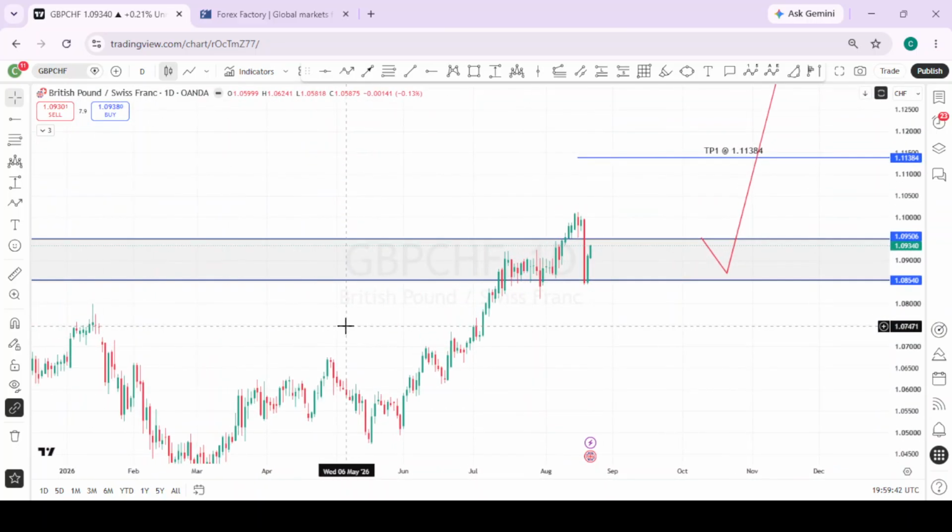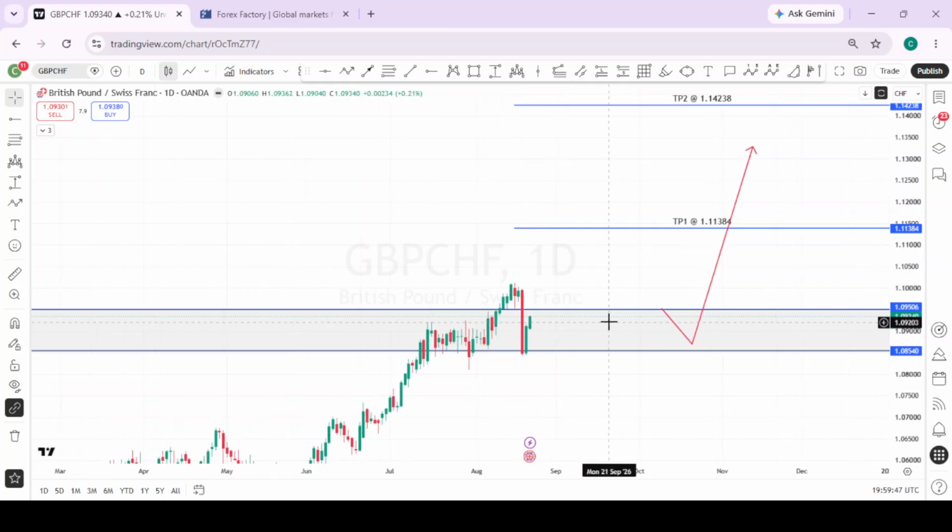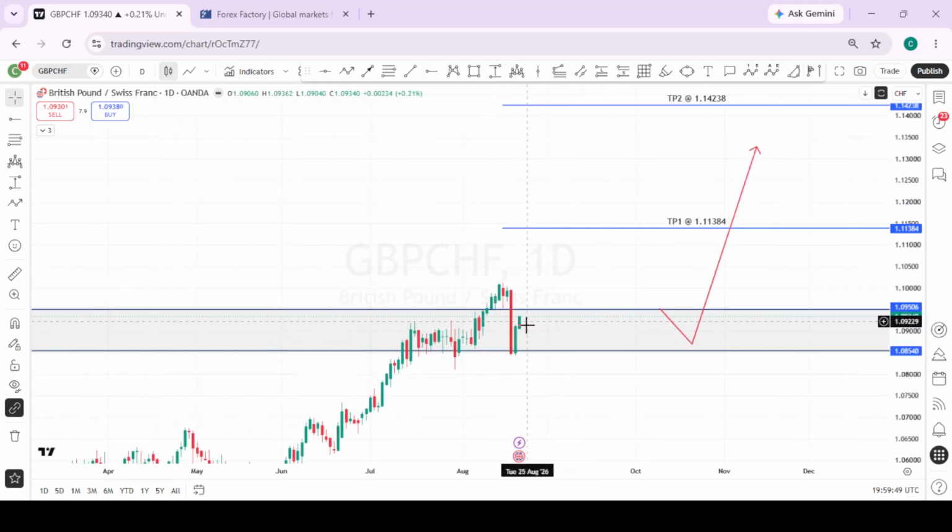This is GBPCHF. We anticipated that price was going to pull back into this area of interest to give us some buying opportunities. Price has currently retested the area of interest and is giving some bullish reactions. So we'll be patient to see how it plays out.